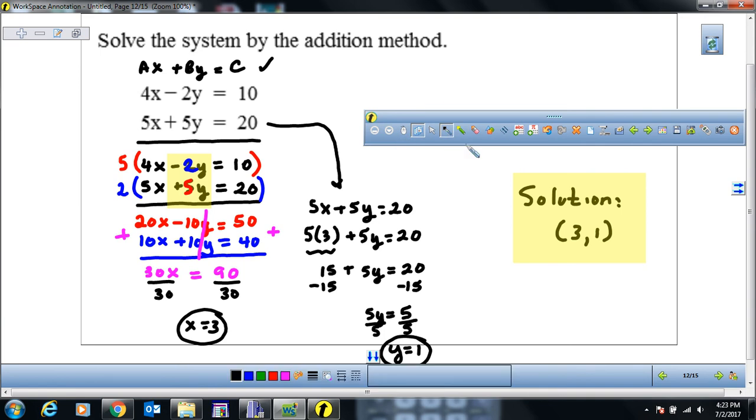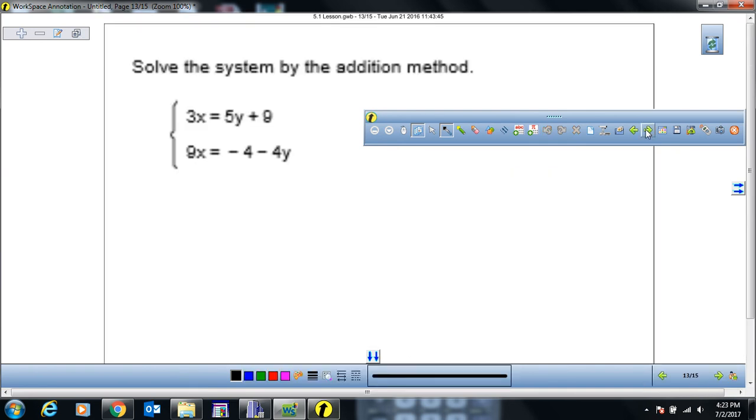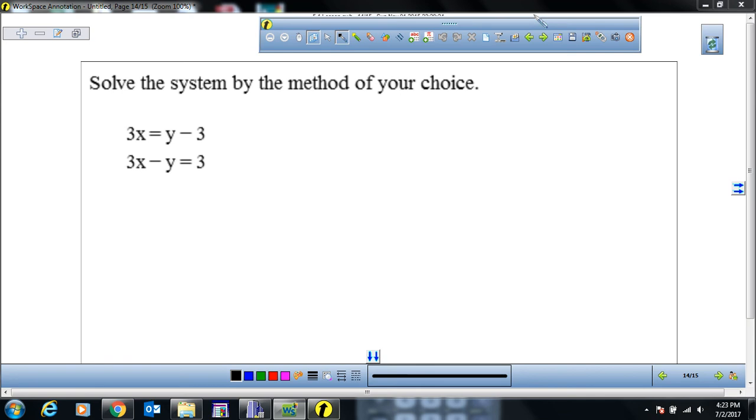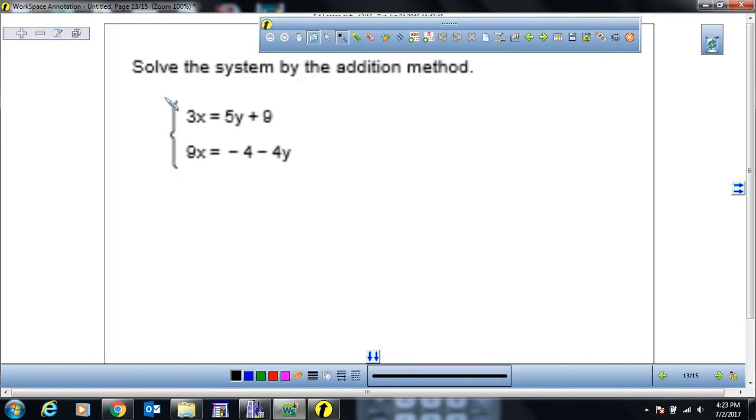Alright, so the next one. The next thing that we're going to do is we're going to solve systems by the method of your choice. Or before we get there, we're going to do one more with the addition method, this one. Solve the system by addition.